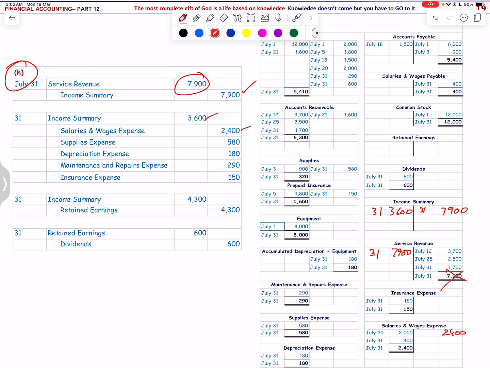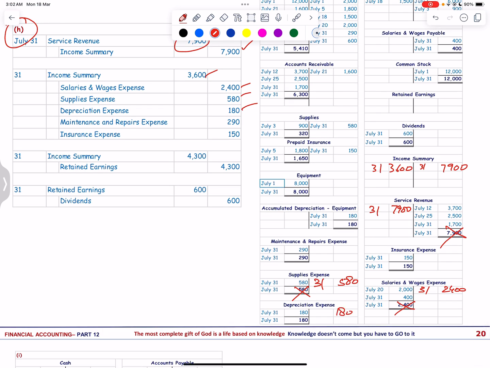Then we have the supplies expense, this is credited, and the date is 31st July. And once again the balance becomes 0. Depreciation expense is 180, credited, so the balance becomes 0. Maintenance and repair is credited on 31st by 290, this balance also becomes 0. Insurance expense is credited by 150, so this balance also becomes 0.